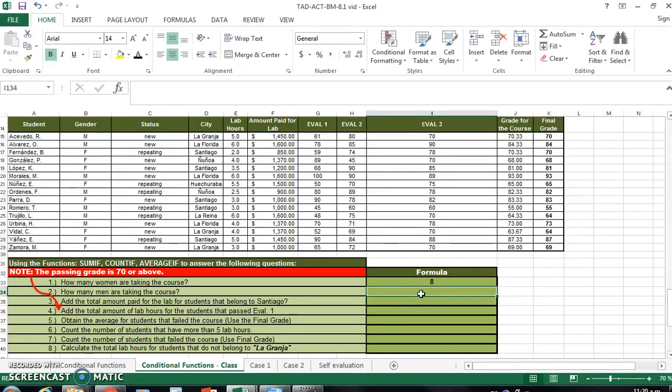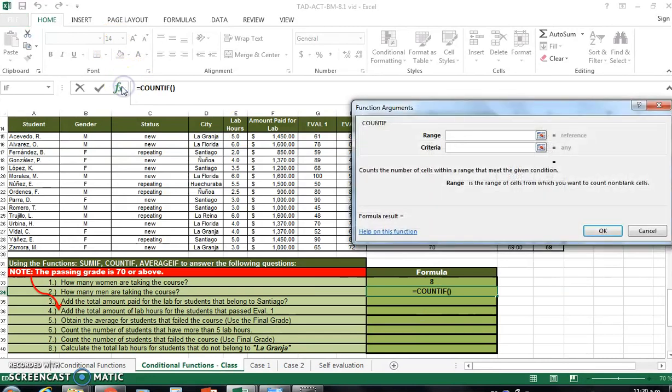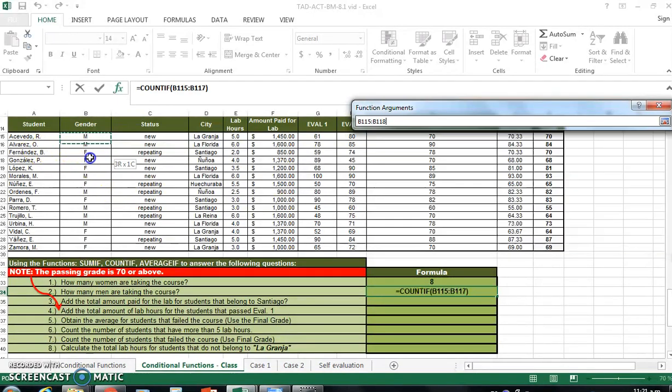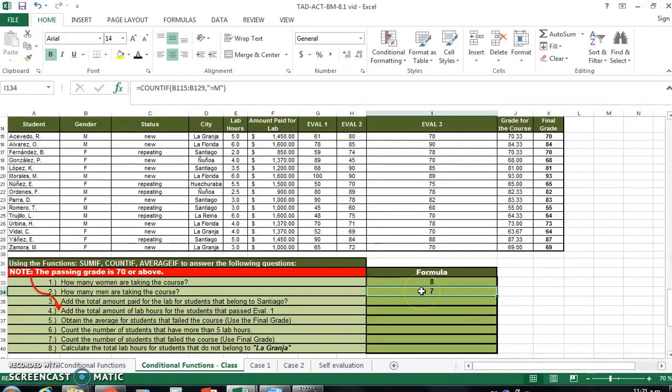Question number 2. They're asking us to now identify how many boys are taking the class. So again, we need to count. It's going to be equals COUNTIF, open parentheses, and then fx. Our VIP range of cells is the range containing information about whether they are boys or not, and the criteria for getting only boys is equal, in this case, M for male. That's it. And then OK. The answer is 7 boys in the class.